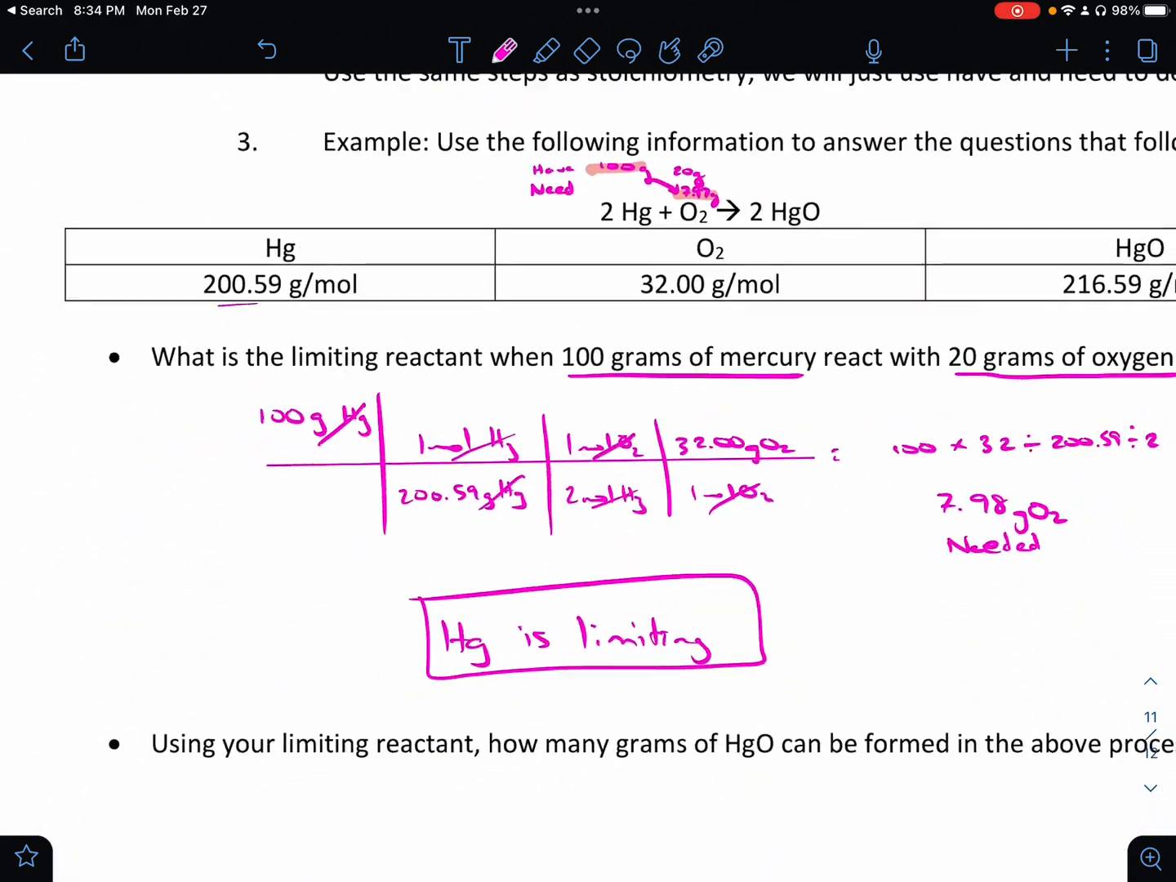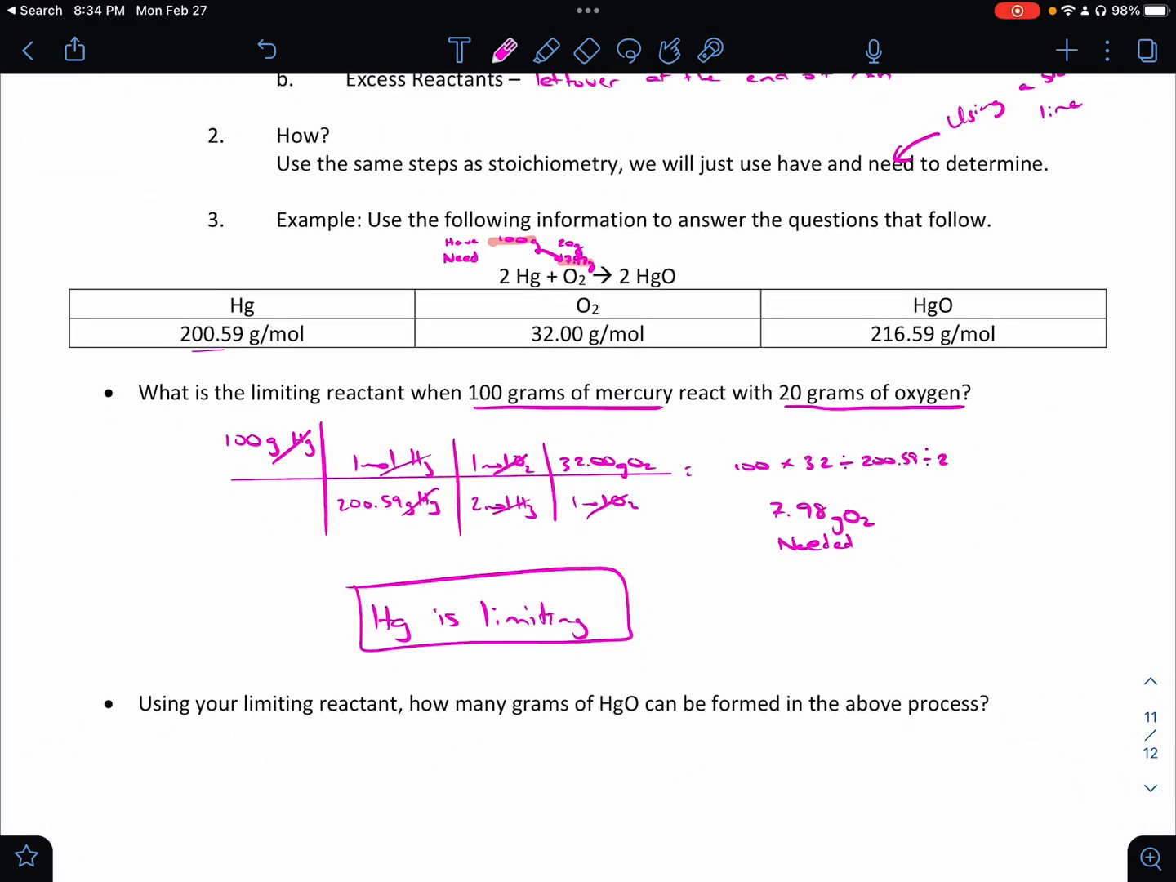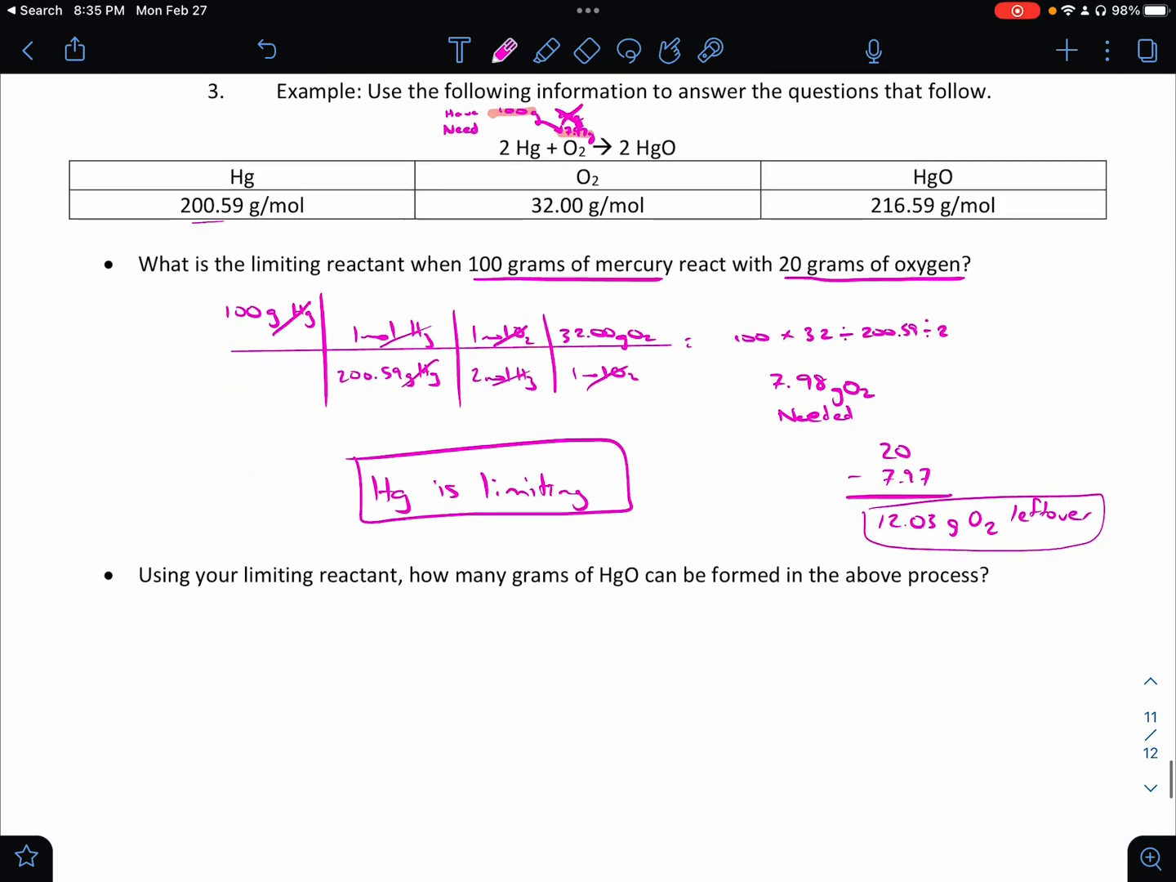All right, awesome. Now, our next step is what I like to do: I like to cross out that 20 grams because we know we have excess of oxygen. And we could also find how much excess. We could take our 20 minus that 7.97 and see how much we have left: 12.03 grams of O2 left over, in case you see a question like that, which is sometimes asked. But now let's look at this last question that we have posted here.